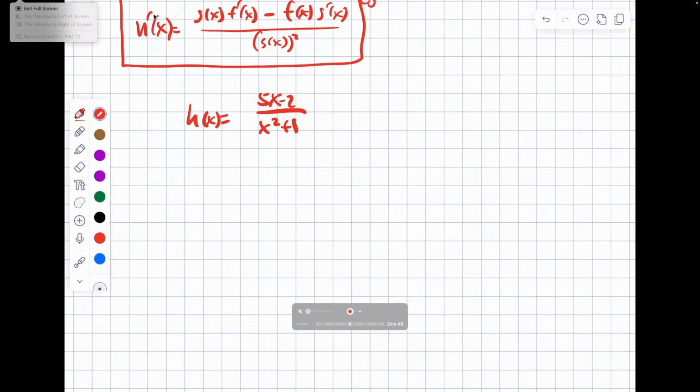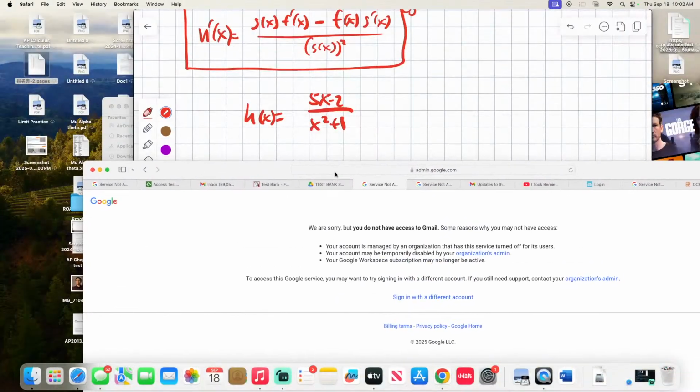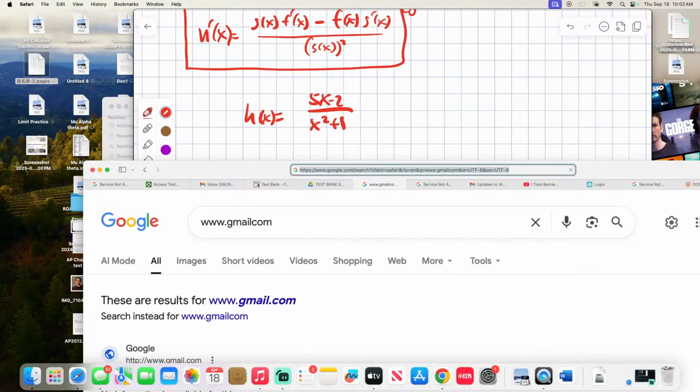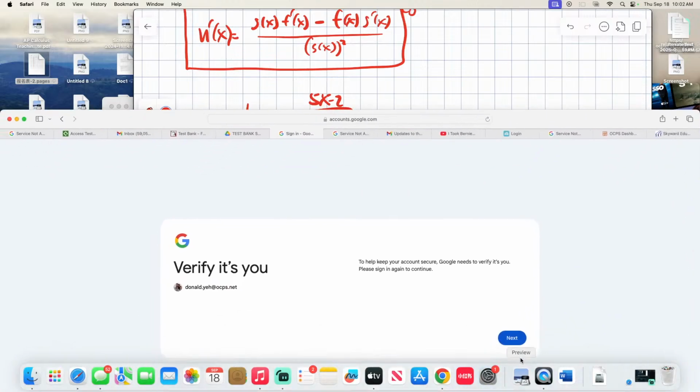Good job, Kaden. You can simplify the top, yes. You don't foil the top because it's not foiling. Okay.